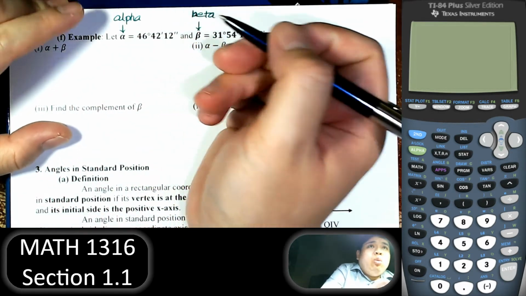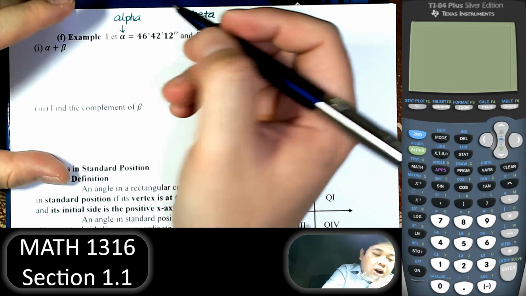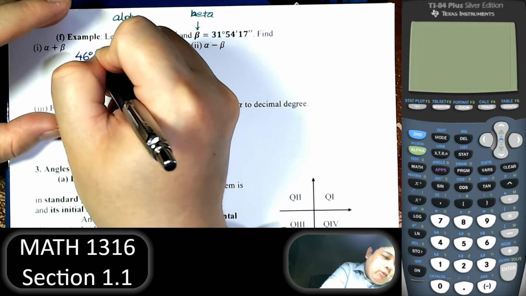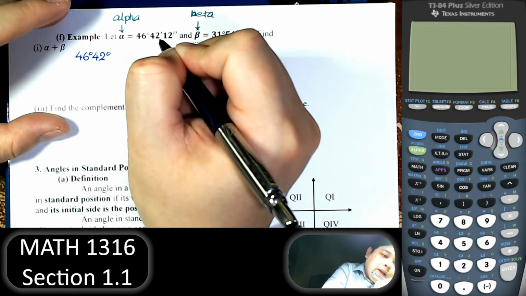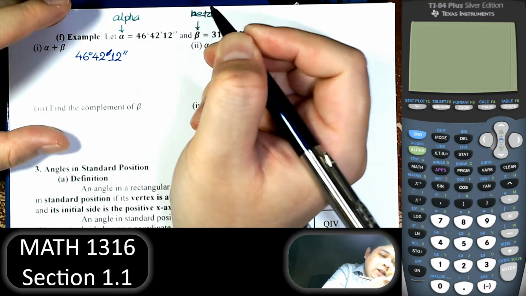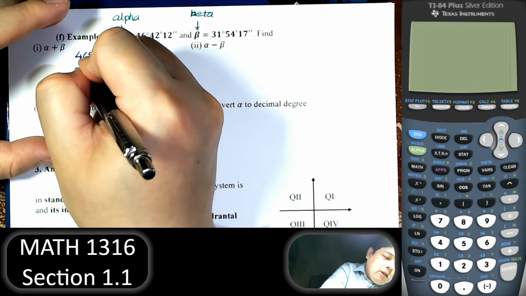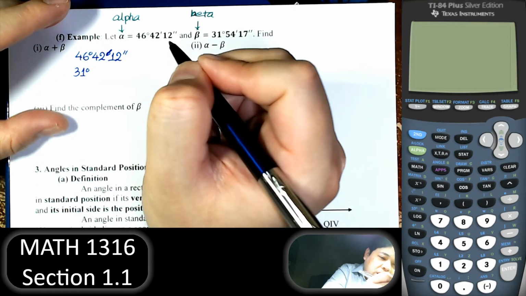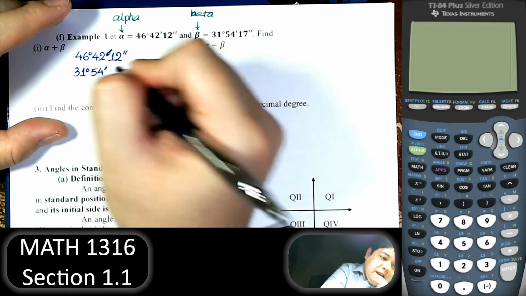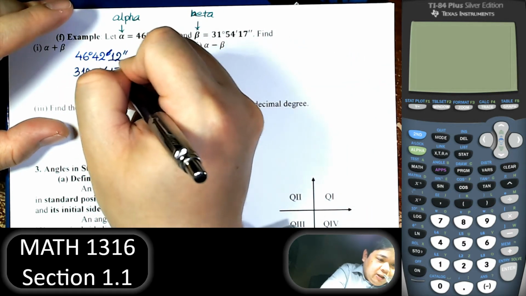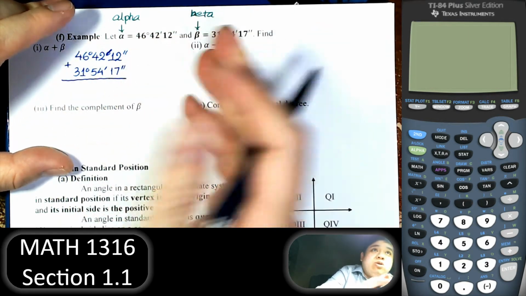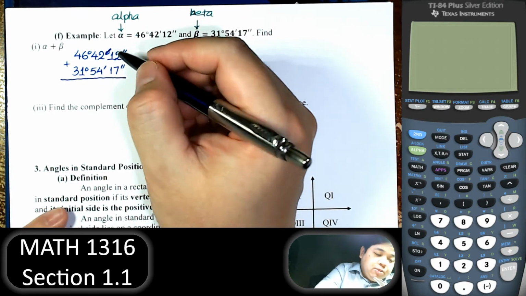So when we do this, we just add, writing like columns. 46 degrees, 42 minutes, and 12 seconds, plus 31 degrees, 54 minutes, and 17 seconds. Right, so when we add them, it's from right to left, just like when we add numbers.